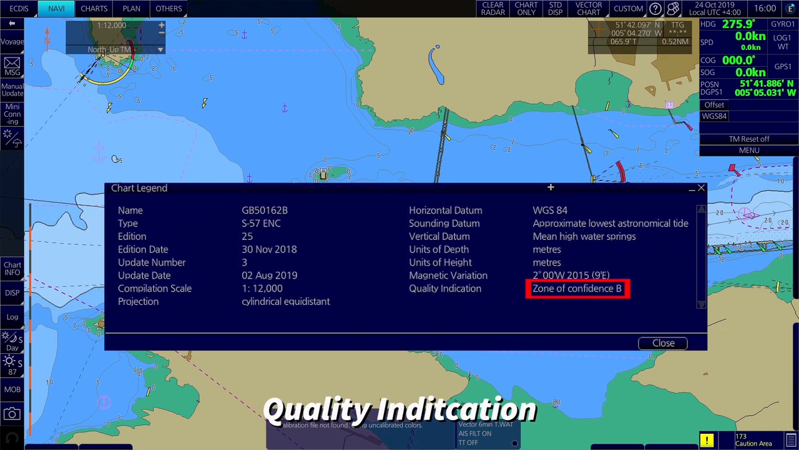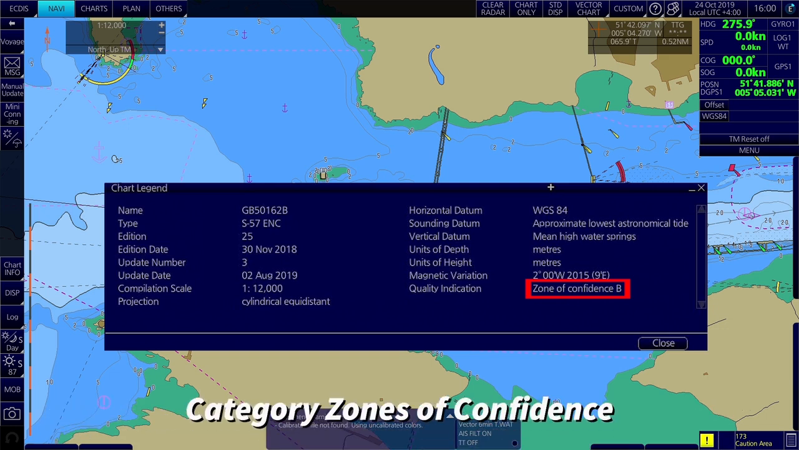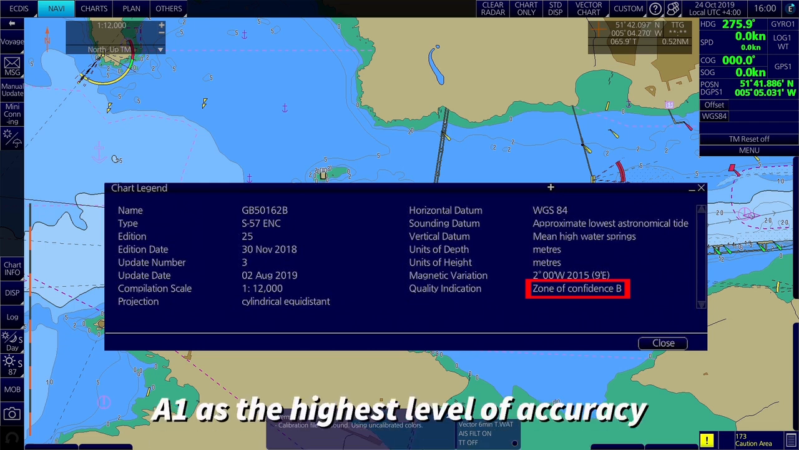Quality indication is a survey evaluation. It is a quantitative estimate of the accuracy of the chart's features, given by the chart producer. When the ENC is produced, the textual code for this attribute is CATSOC, also known as Category Zones of Confidence. It is divided into 6 levels: A1, A2, B, C, D and U. CATSOC A1 provides the highest level of accuracy, whereas CATSOC U indicates that the accuracy is not assessed.